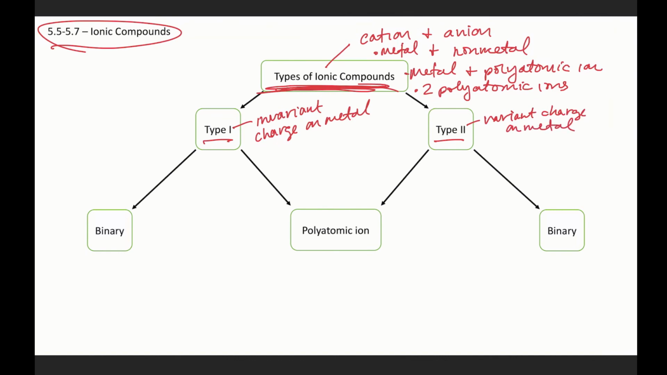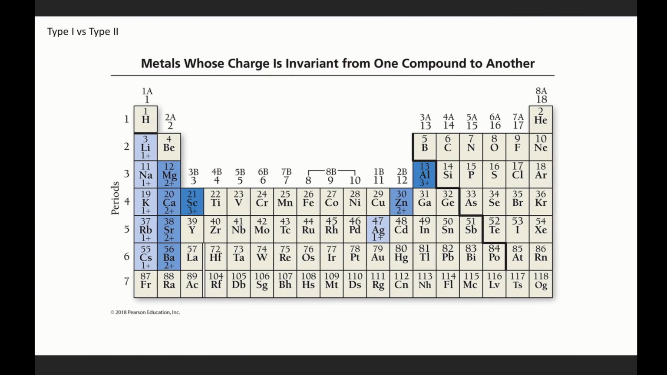What that means is there are certain metals that have a fixed charge. It will always be a specific value. And then there are a whole bunch of metals where the charge is not fixed, where the charge of the metal varies depending on what it's stuck to, and depending on the conditions in which the compound was made. And thankfully, there's a simple diagram from your book.